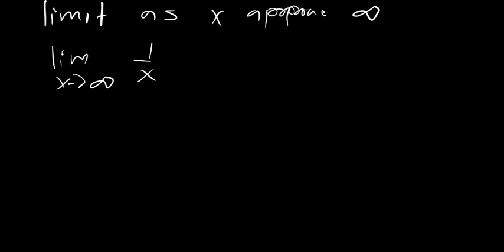Now, whenever we're talking about limit as x goes to infinity, what I want you to understand is that infinity is not necessarily a number, but it represents a very big figure. For example, we can say it represents maybe 100. It can be 1000. It can be even 10,000.